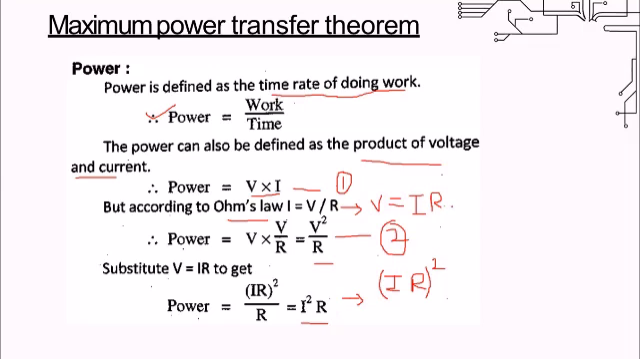Or if you put this value in equation number 1, replace V by IR, so IR into I. So I into I square into R. Again this equation number 3 will be derived here.